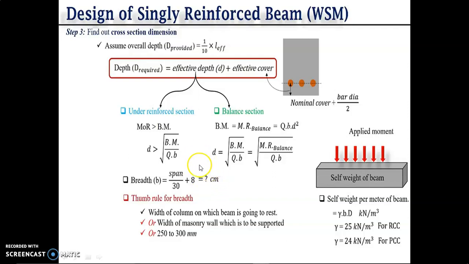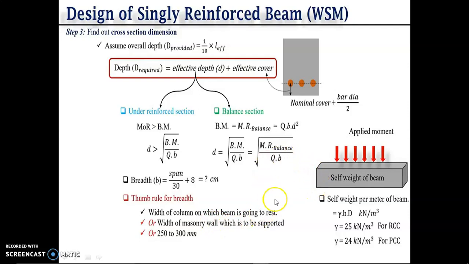Okay, here are some thumb rules for taking or finding the width of the column on which the beam is going to rest. The width of the masonry wall which is to be supported is 250 to 300 mm. These are the thumb rules for taking the dimension of width.